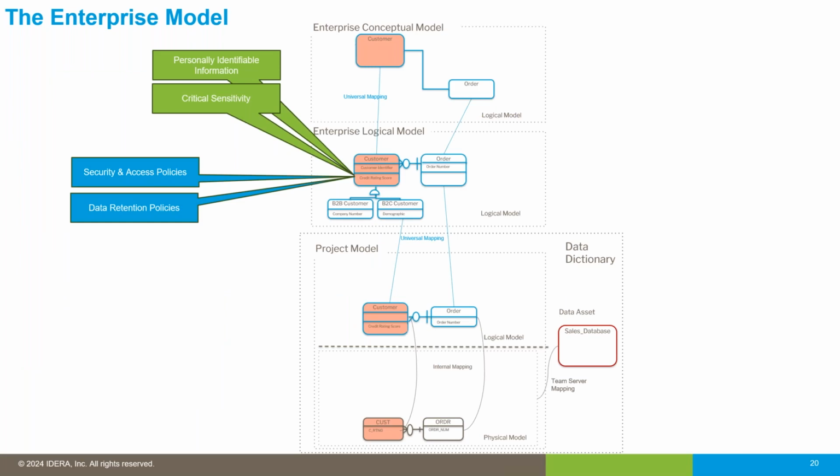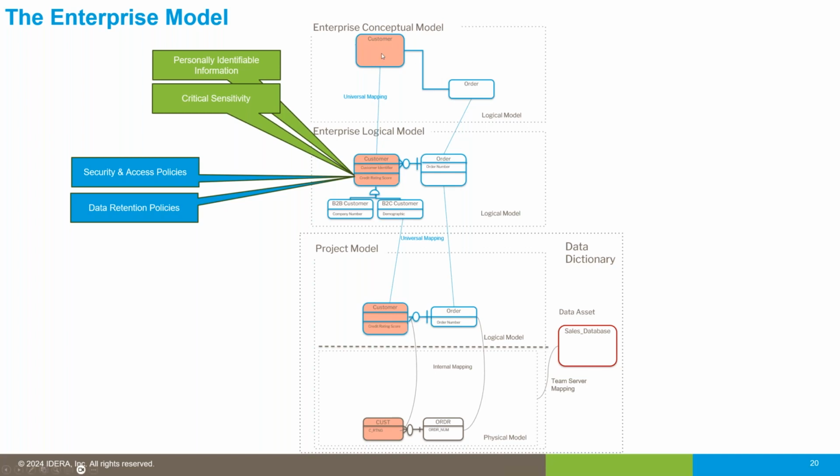So going back to this slide then, looking at the enterprise model, we've got our enterprise conceptual, enterprise logical. Now, one of the things that we've been doing for a long time with ER Studio is doing data governance as part of our architecture. And again, using these enterprise models gives us a really good framework to understand what's important.